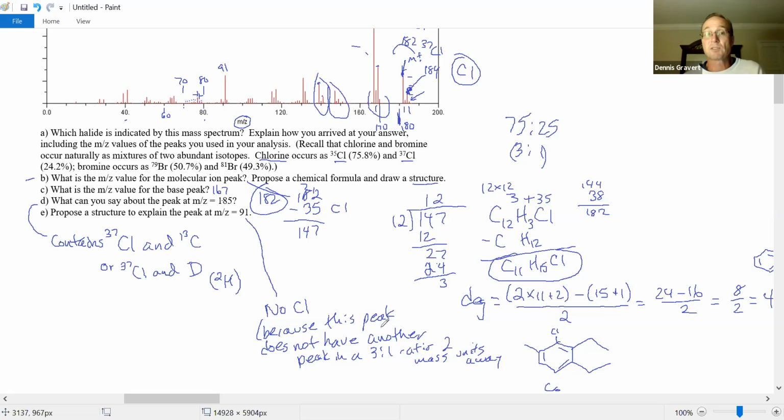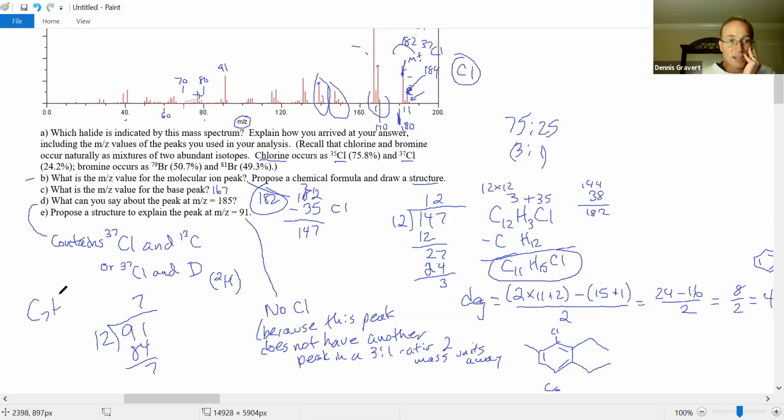Okay, so you get partial credit for saying something like that. Or you could just say, hey, Dennis, it's mass 91. If I divide that by 12, let's see, 12 times 7 is 84. That might work. 12 times 8 is 96. Nope, that won't work. It is 7. 84. Subtract it. That's a 7.